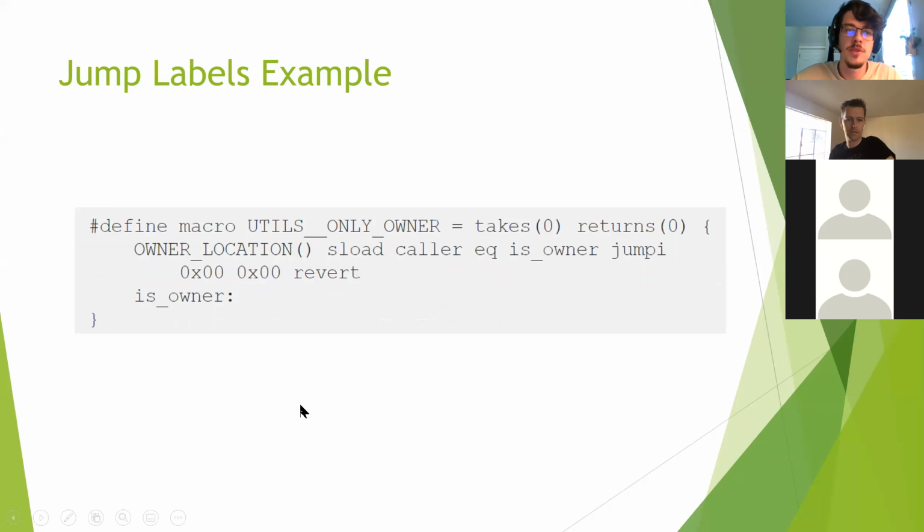Okay, so here's a jump label example. So you'll notice in the inline code, we've got isOwner right there.